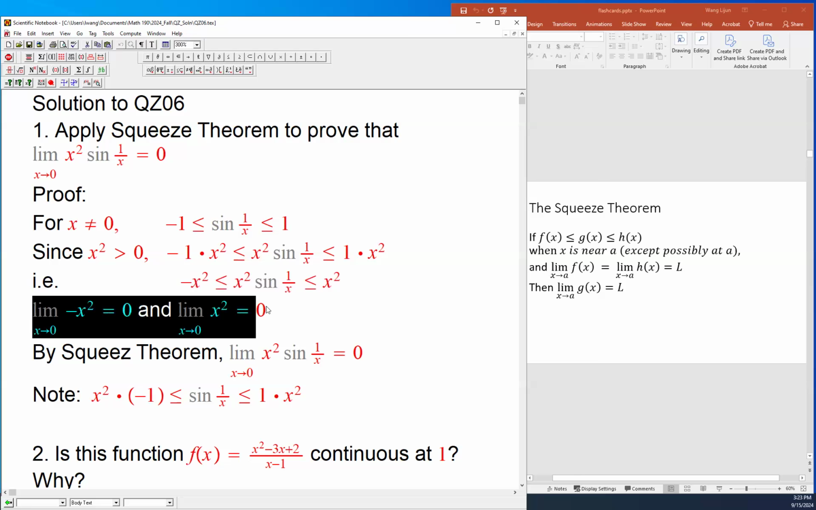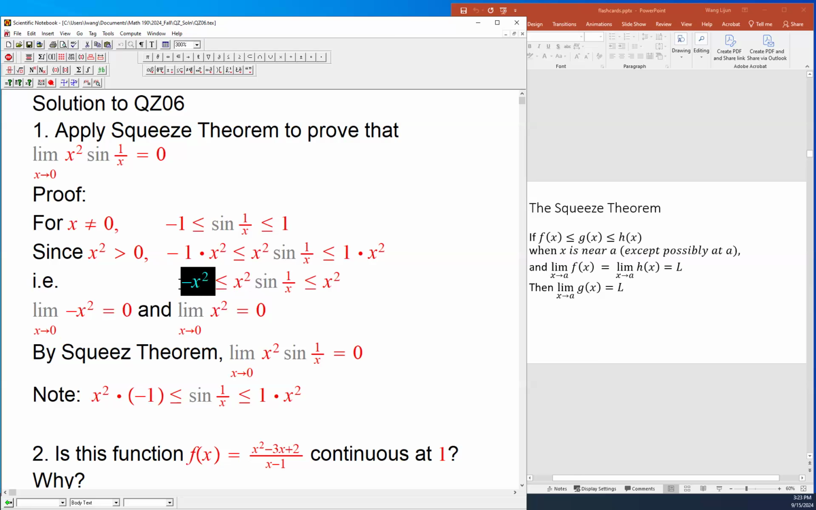And the limits of the two functions from the bottom and from the top are equal to 0. Therefore, by the Squeeze theorem, the function that is squeezed in between has a limit of 0, and that is done. So by this time, that is the end of the proof.